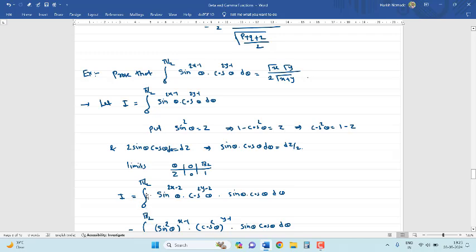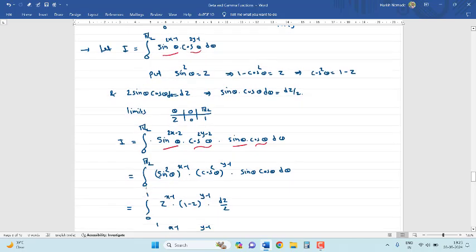I is equal to integration from 0 to pi by 2 of sin raised to 2x minus 1 theta. We write it as sin raised to 2x minus 2 theta into sin theta, and cos raised to 2y minus 1 theta, which we write as cos raised to 2y minus 2 theta into cos theta d theta. So by rearranging the terms, it is integration from 0 to pi by 2 of sin square theta raised to (2x minus 2) upon 2, that is x minus 1, into cos square theta raised to y minus 1 into sin theta cos theta d theta.